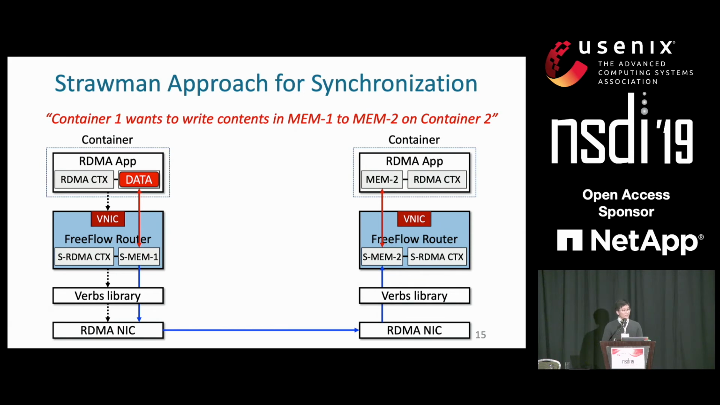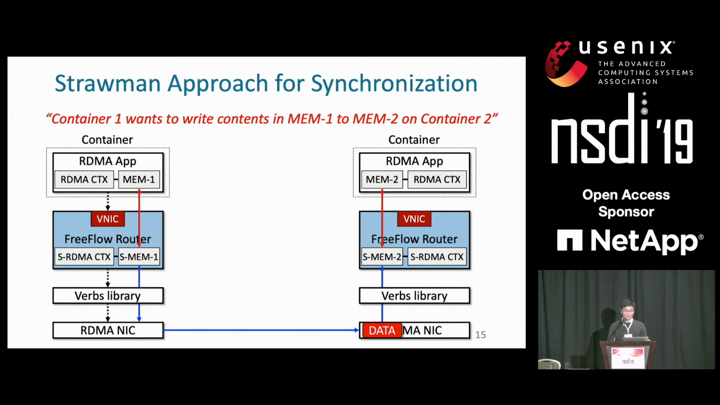Let's assume container 1 wants to write the contents of its own memory region, mem1, into another memory region, mem2, on container 2. So when the write request has been issued, the FreeFlow router needs to somehow copy the data from mem1 to its shadow memory region. And then the NIC reads the data from the shadow memory and transmits it to the NIC on the other side.